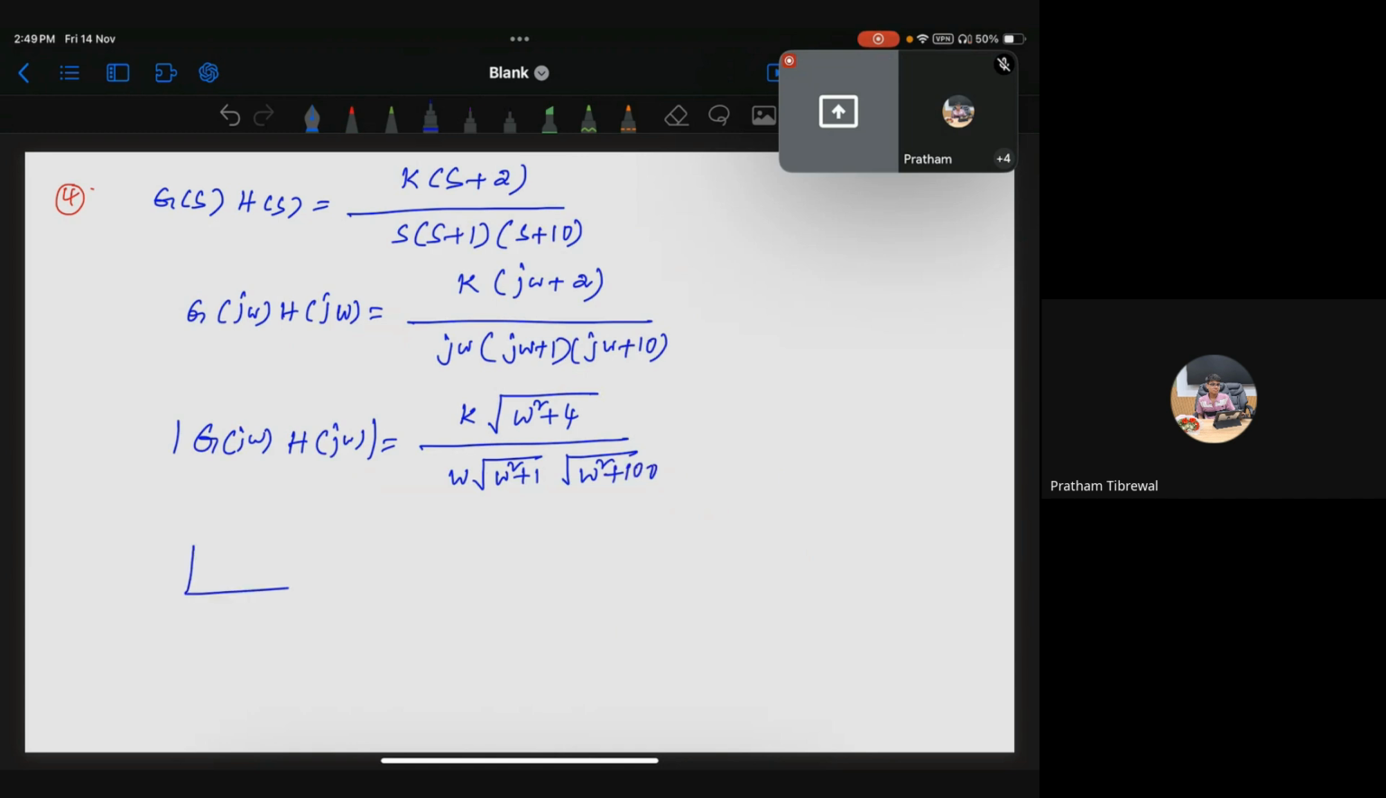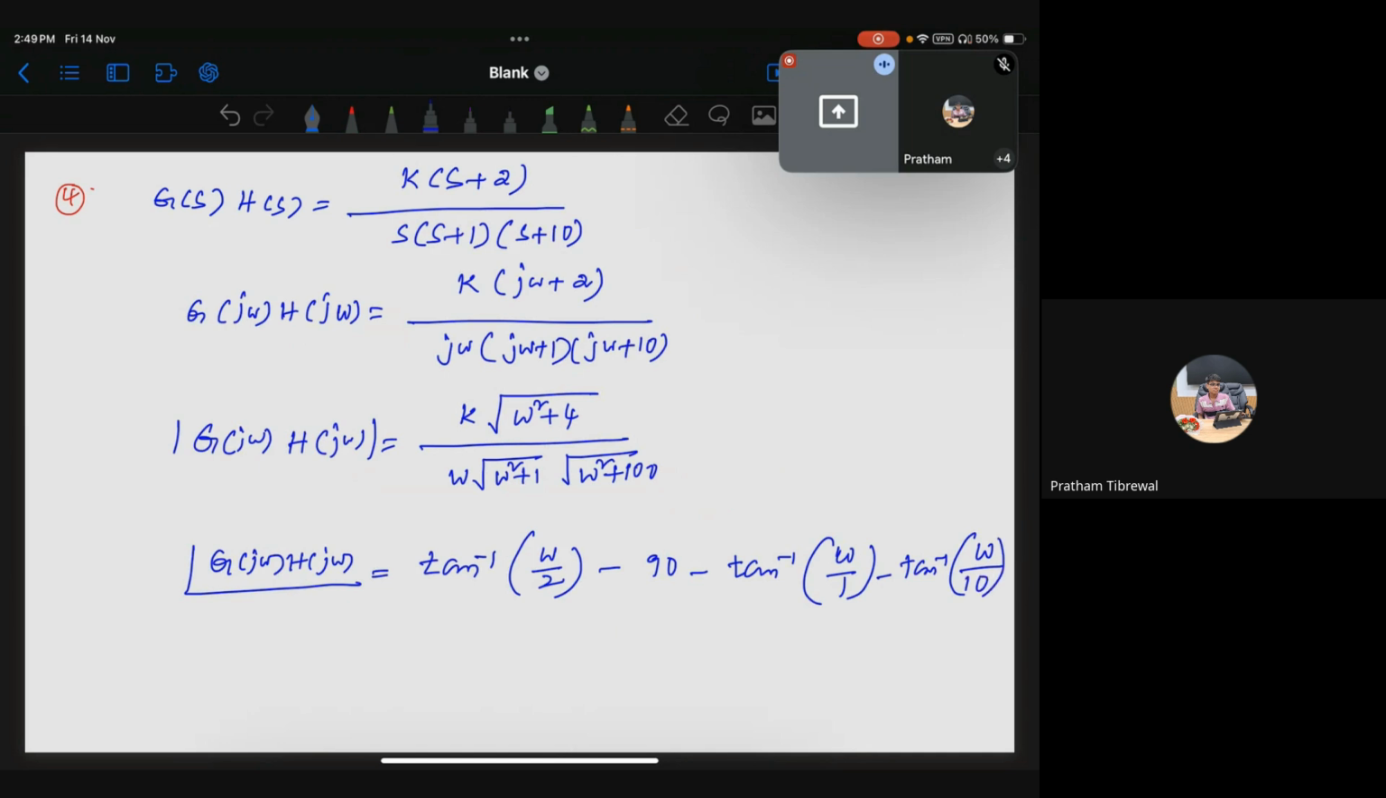Then the angle of G(j omega)H(j omega): first is tan inverse of omega by 2, from the numerator. The denominator j omega gives plus 90, which when it goes to the numerator becomes minus 90. Then minus tan inverse of omega by 1, minus tan inverse of omega by 10. Is this clear?